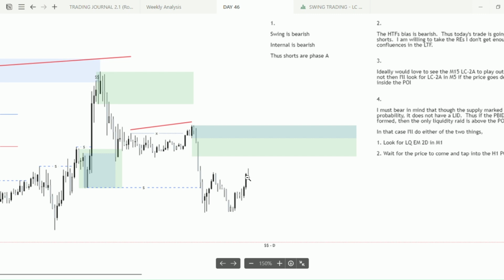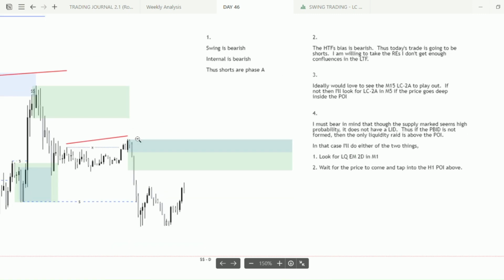This is a caution to myself. I must bear in mind that though the supply mark seems higher probability, it does not have a liquidity inducement. If the pullback inducement is not formed, then the only liquidity will be above the POI. It's very obvious. So in that case, I had two other options. One is I can look for shorts once the price takes the liquidity above. Otherwise, I can wait for the price to come and tap into the H1 POI above.